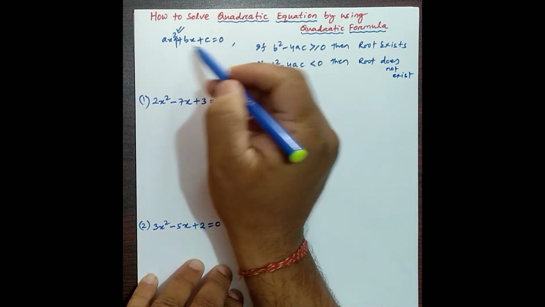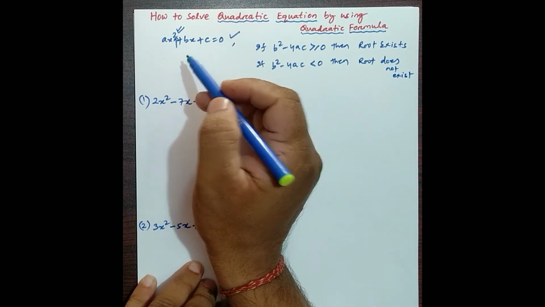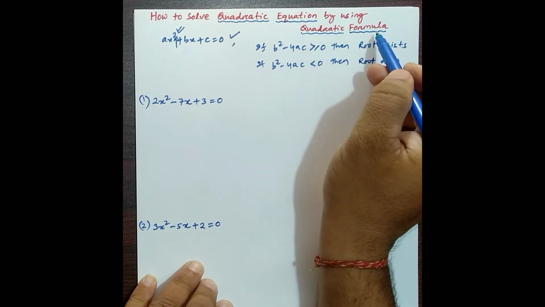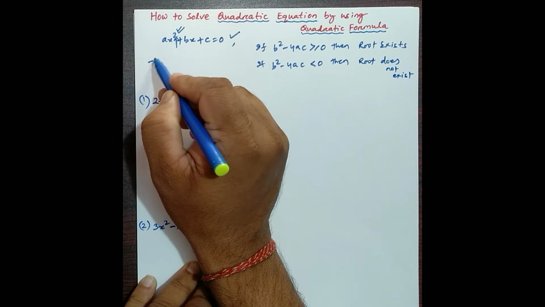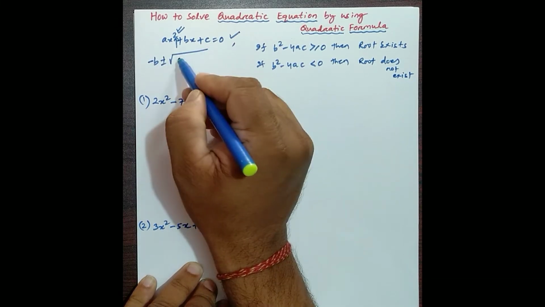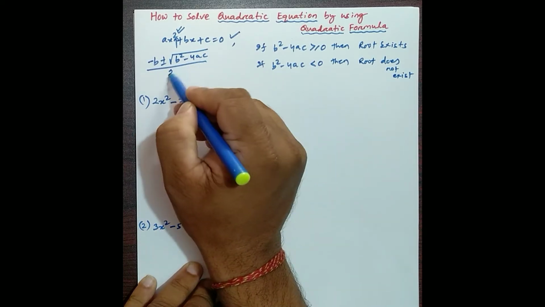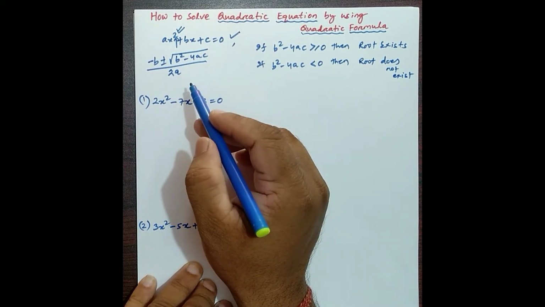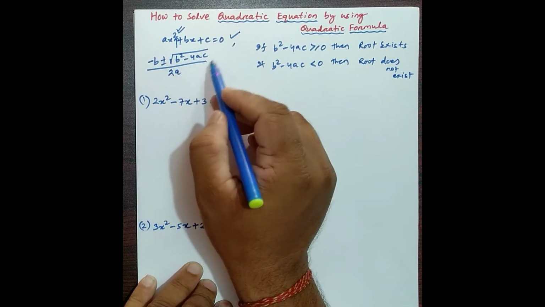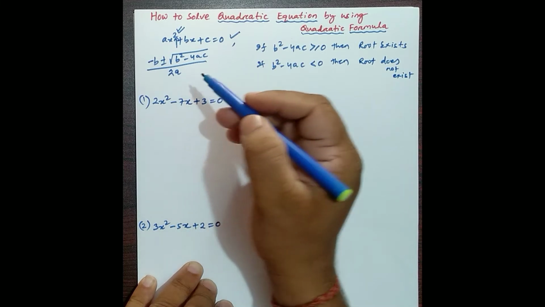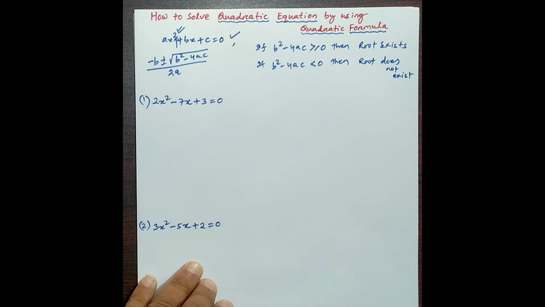Now let me check it over here. This is the standard form of the quadratic equation. How can you find the roots? What is the formula? By using the quadratic formula method. I'm writing the quadratic formula: x equals minus b plus minus under root of b square minus 4ac, whole divided by 2a. This is the quadratic formula, right? In this way, whatever quadratic equation is given to you, you can simply find the roots.